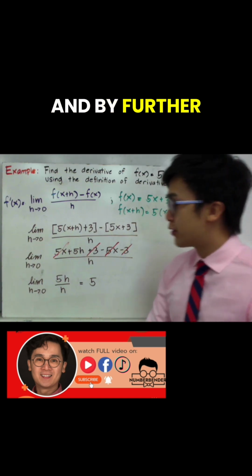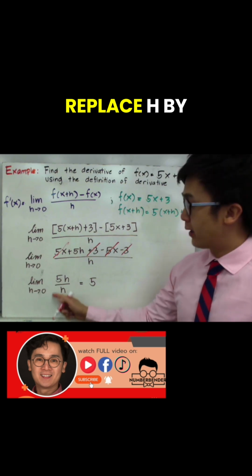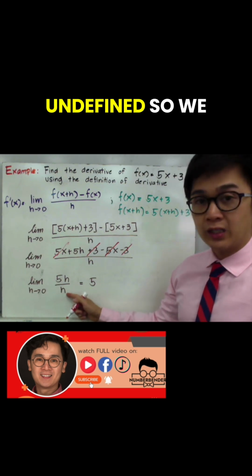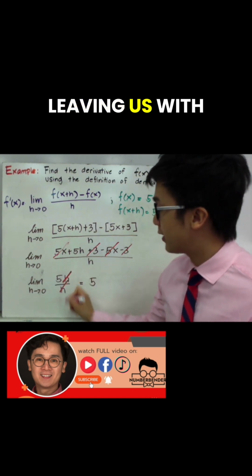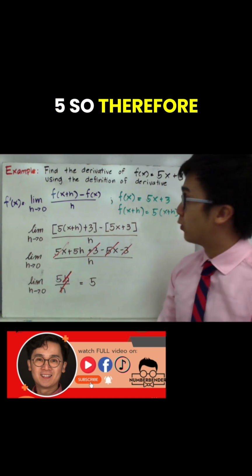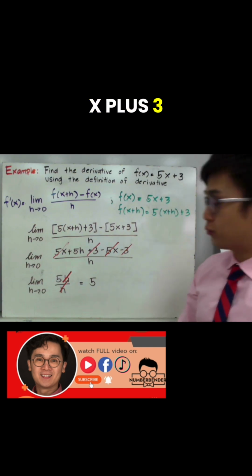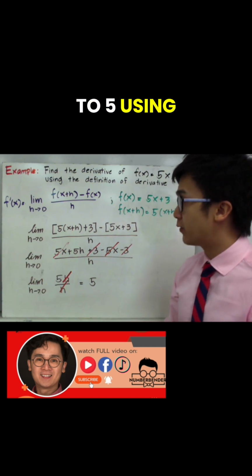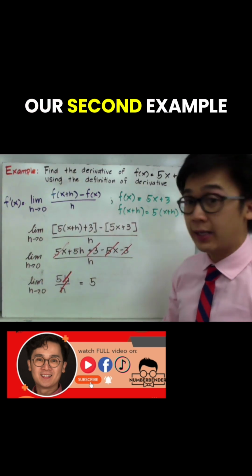And by further simplifying our rational function, because if we replace h by 0, it will be undefined, we can still cancel out h and h right here, leaving us with 5. So therefore, the derivative of f of x equal to 5x plus 3 is simply equal to 5 using our formula. Now let's have our second example.